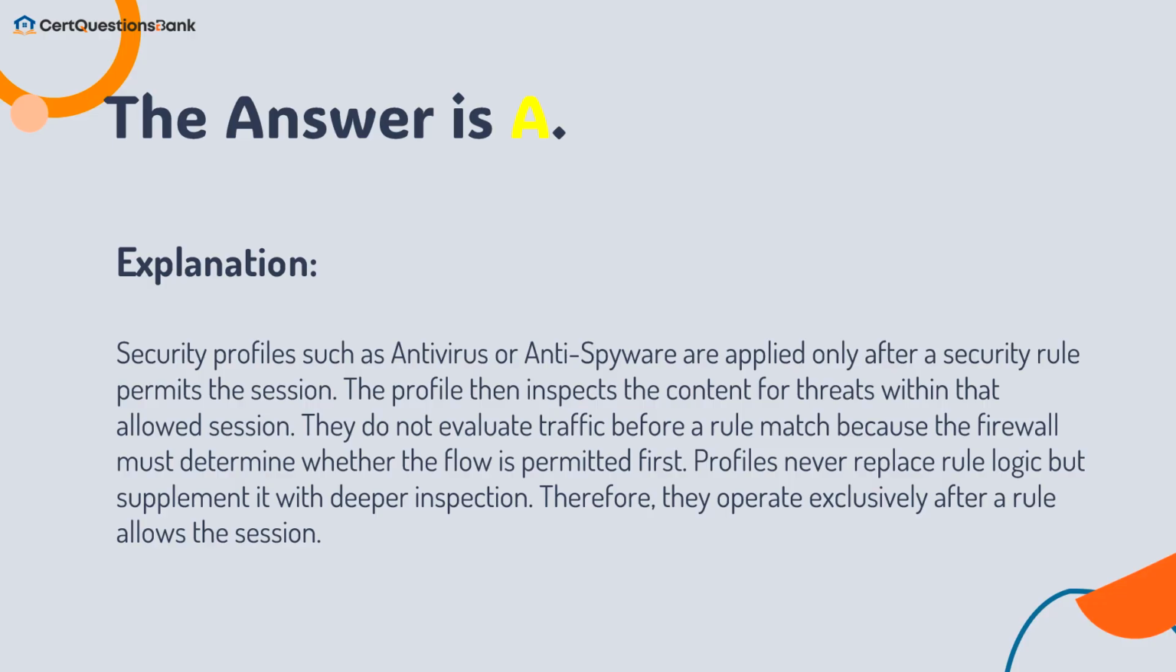Security profiles such as antivirus or anti-spyware are applied only after a security rule permits the session. The profile then inspects the content for threats within that allowed session. They do not evaluate traffic before a rule match because the firewall must determine whether the flow is permitted first. Profiles never replace rule logic but supplement it with deeper inspection. Therefore, they operate exclusively after a rule allows the session.